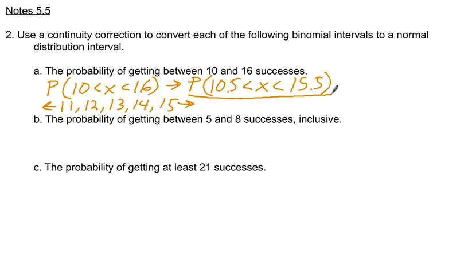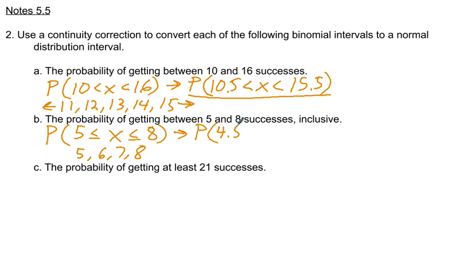In part B, we're looking at the probability of getting between 5 and 8 successes inclusive. So this would be using less than or equal to symbols this time. If I list the values I'm interested in again, this would be 5, 6, 7, and 8. For the continuity correction, I subtract a half from 5, so that would be 4.5, and I would add a half to 8, and that would be 8.5. So here is my new probability statement that I would use for the normal approximation.